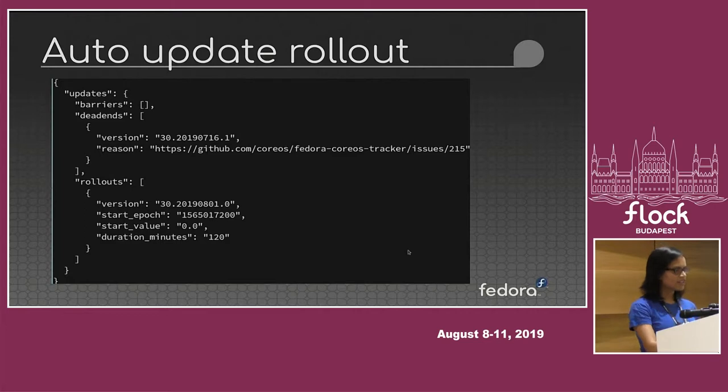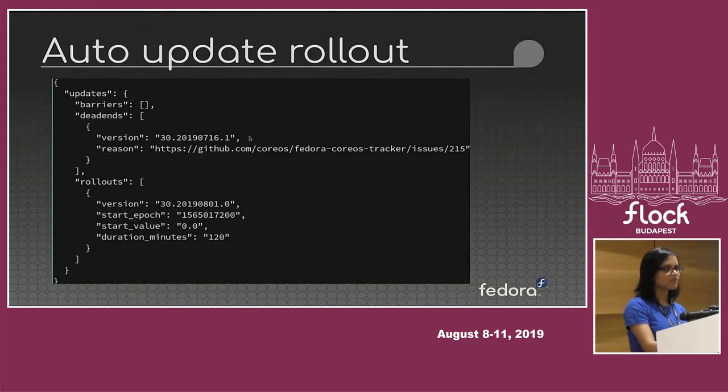So if you see this file, it says updates, and there are some barriers and dead ends. Since it's a rolling release and automatic updating system, a user can be on any of the previous version nodes. Sometimes your system is on an updated version, and for some reason that particular version was not good, or there was some other issue. So we want users to not update from that version to another. That's a bad version, so we call it a dead end, because it ends there. We keep track of those kinds of versions here.